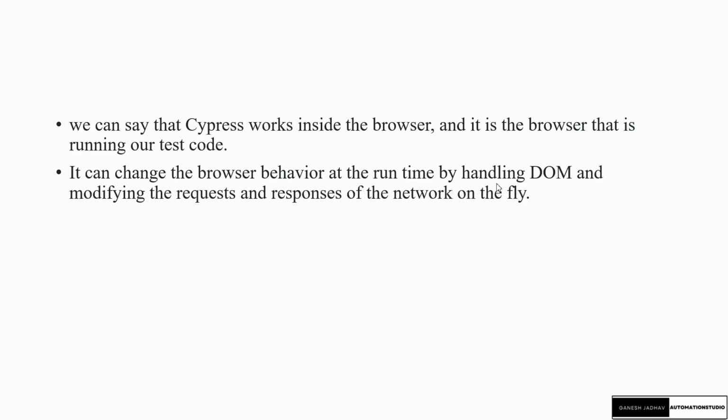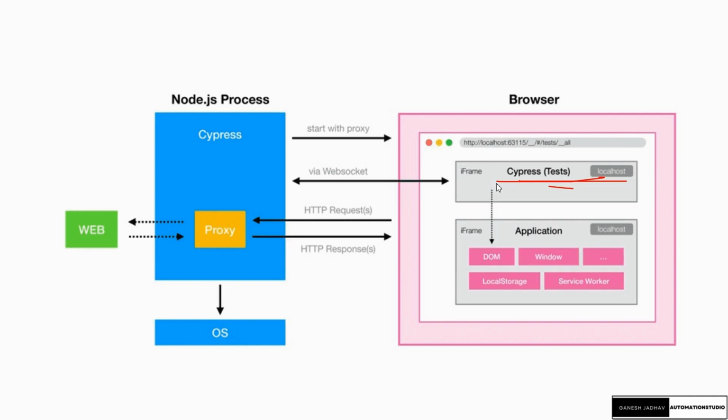So it can change the browser behavior at runtime by handling the DOM and modifying the request and response on the network on the fly. So Cypress is always changing the behavior of the DOM structure. It is identifying the DOM structure properly, and we are able to run test cases successfully over here. You can see, guys, your DOM structure, local storage, service worker, window application, all these things exist over here. So we don't have any issue over here.